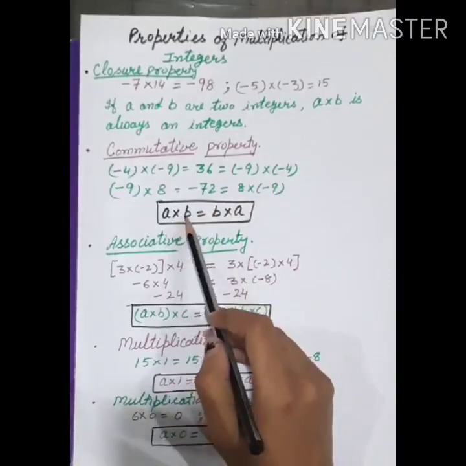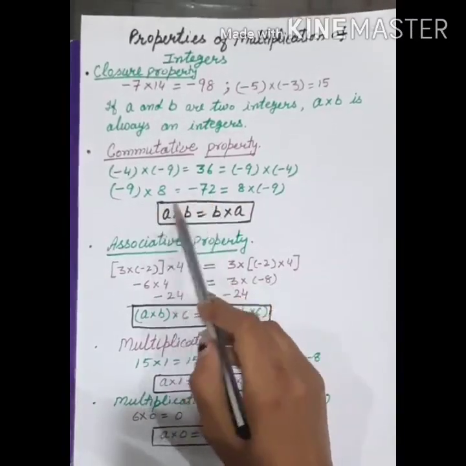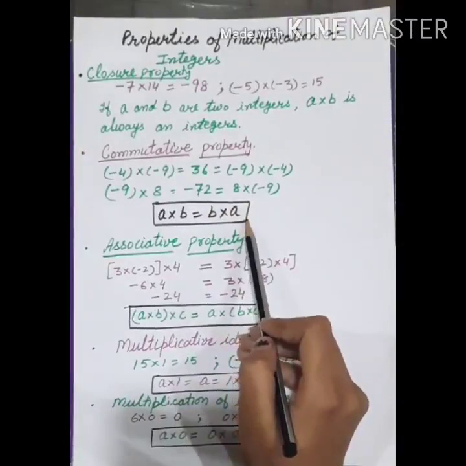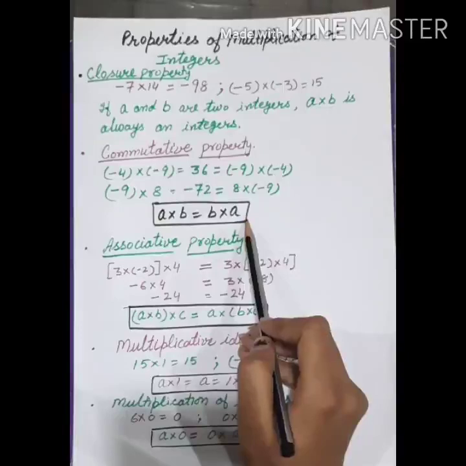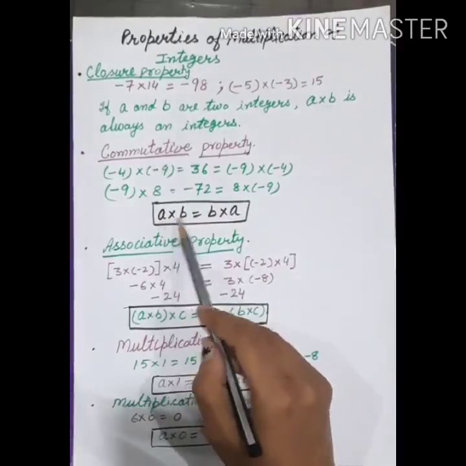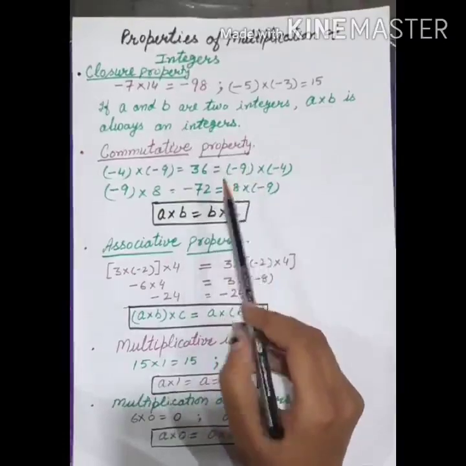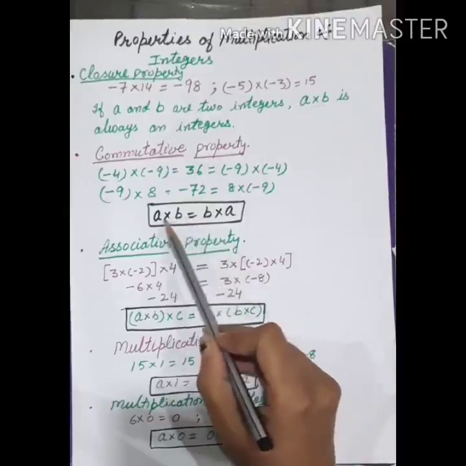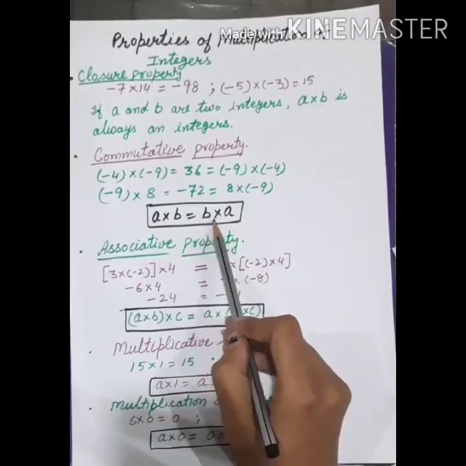Here we observe that the product of integers does not depend on the order in which they are multiplied. Therefore, we can say that multiplication is commutative for the integers. If a and b are two integers, a multiplied by b is equal to b multiplied by a.